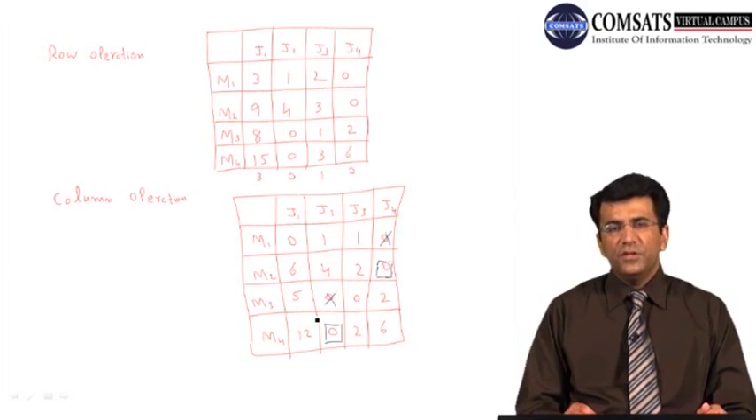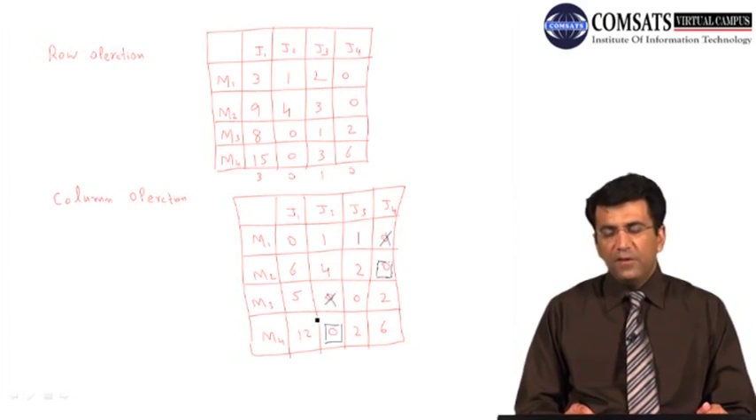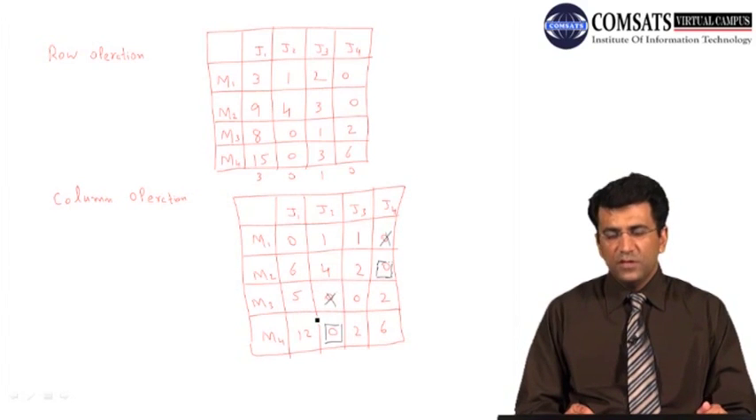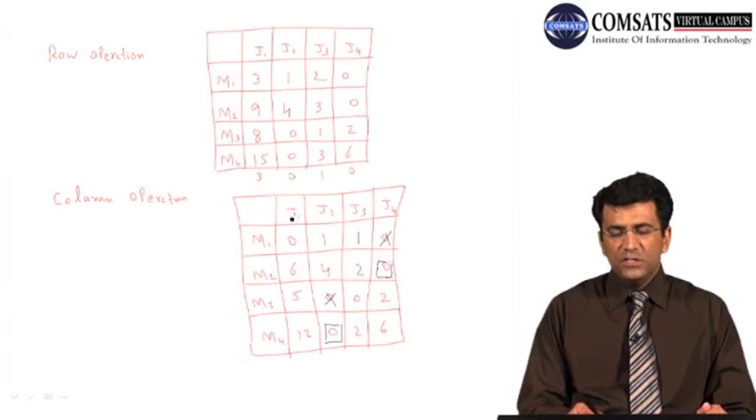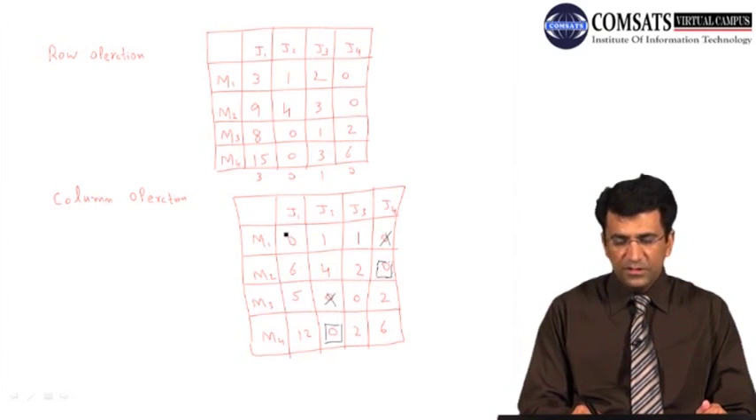Now we have completed this operation row wise, and we will have to complete this process again for the columns. So let's start from the first column. In the first column you can see that there is a single 0, so whenever there is a single 0 in a column, you can always assign it.